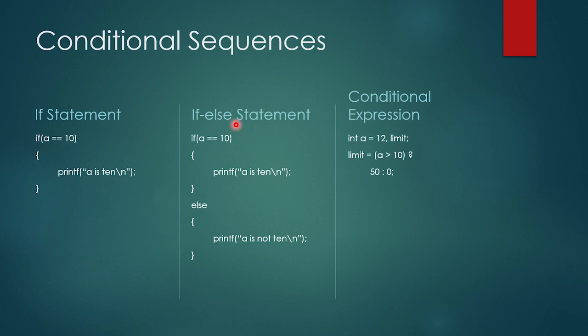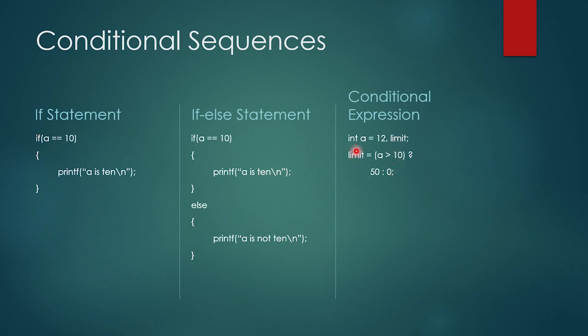The next one is the if-else statement, which is the two alternatives. And it says if A equals 10, then it does the first block and prints out A is 10, else it does the second block. So if A is not 10, it's going to do the second block and it's going to print out A is not 10. The third one is a conditional expression, and it's a bit strange.